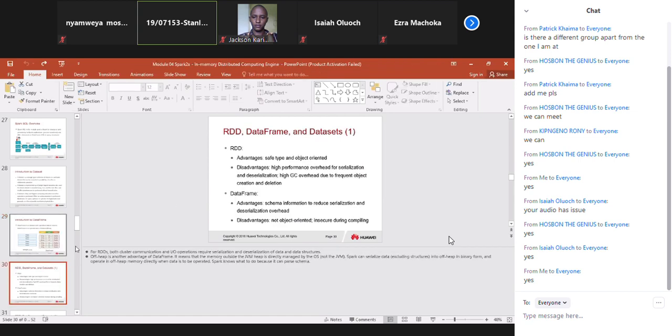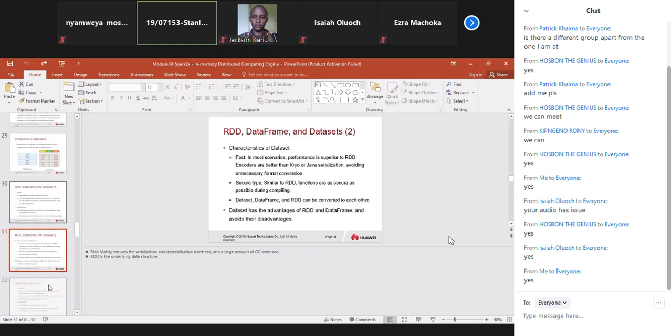Then RDDs, data frame and data set, you need to look at the advantages of RDDs. They are object-oriented. Disadvantage there, high performance. When you talk about data frame, advantage, yes, there is schema information to reduce serialization and deserialization overhead, and disadvantages, not object-oriented, and it's insecure during compiling.